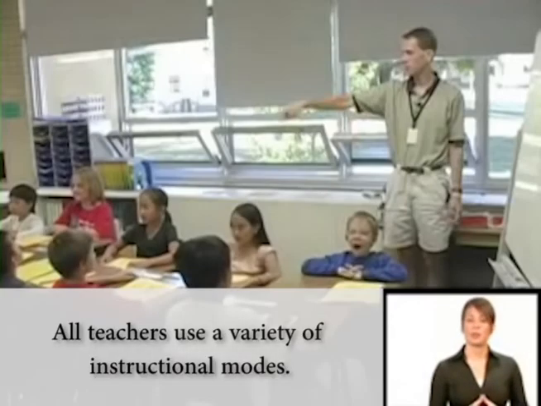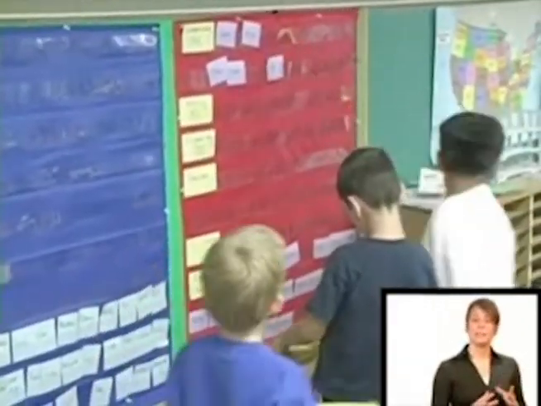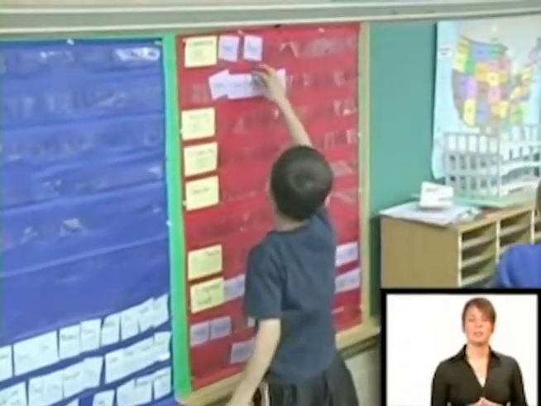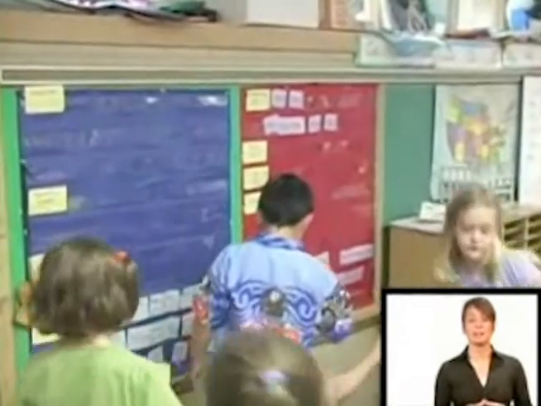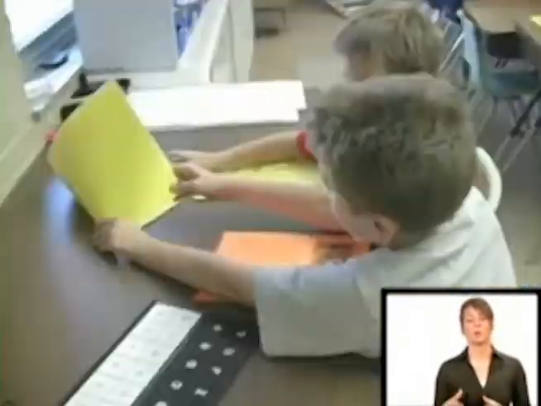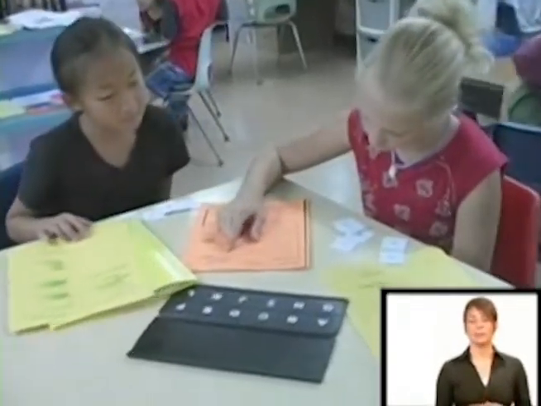As you can see, this teacher uses a variety of instructional modes. Here, he starts in whole class instruction that is teacher-led. Once he has finished his whole class instruction, his students direct themselves into various work areas. They may choose to work in small group teacher-led activities, small group student-led activities, or they may choose to work independently.